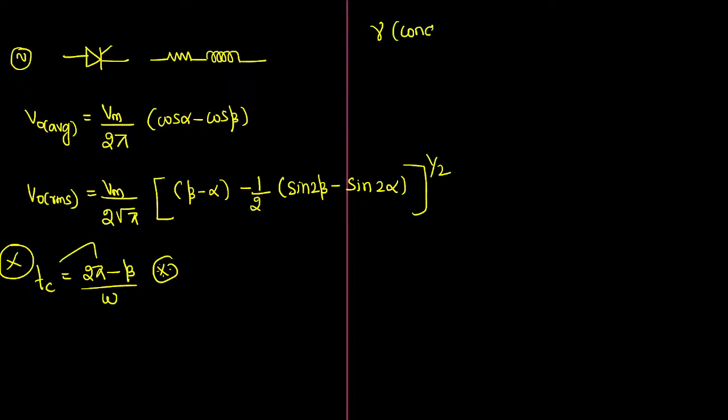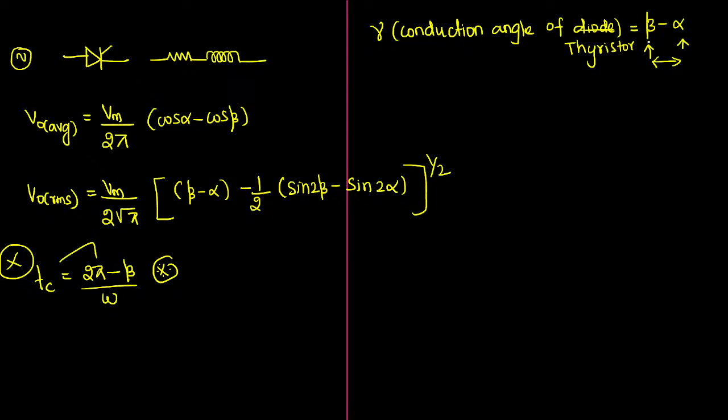Gamma. Gamma means for how much angle the thyristor will be in conduction. So this is the conduction angle. If you want to know the conduction angle, just subtract beta minus alpha, because beta is the point at which the thyristor will turn off, and alpha is the point where it will turn on. So if you subtract these two, automatically it will give you the conduction angle of the thyristor.